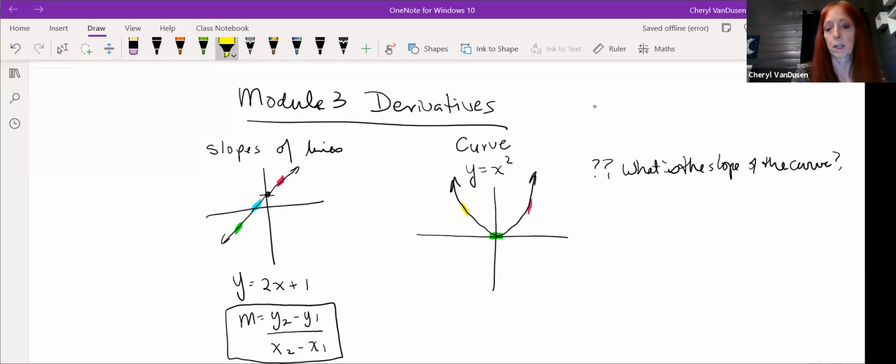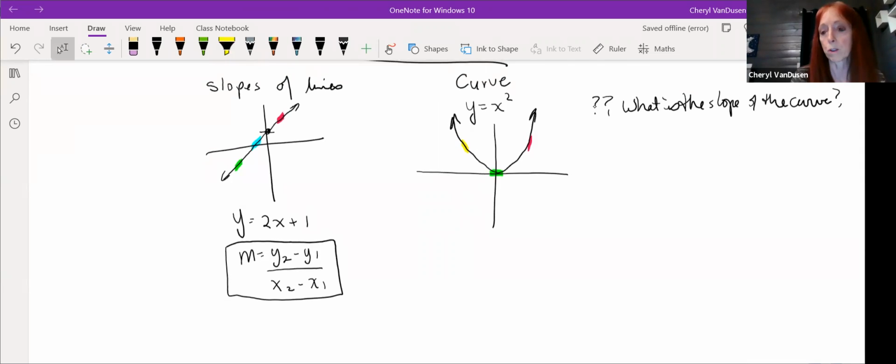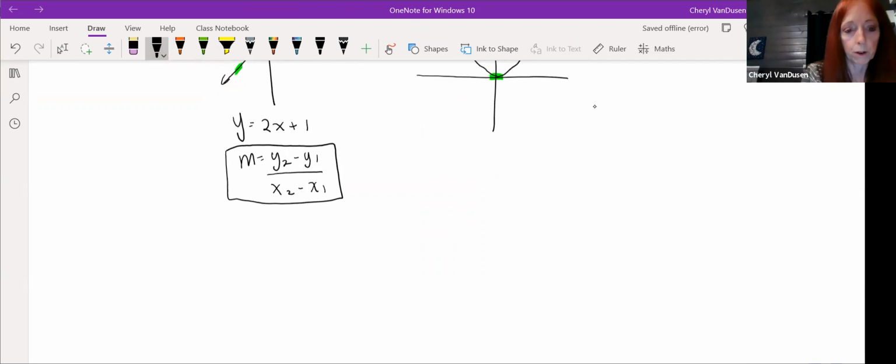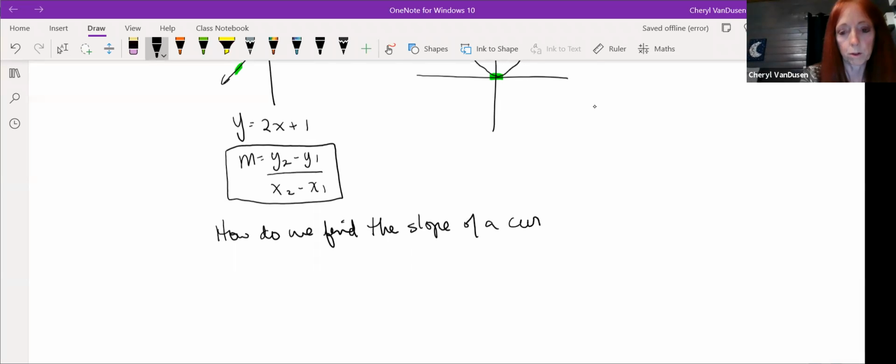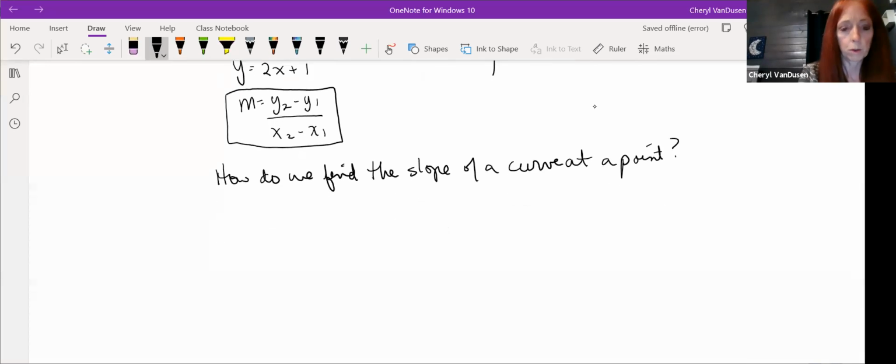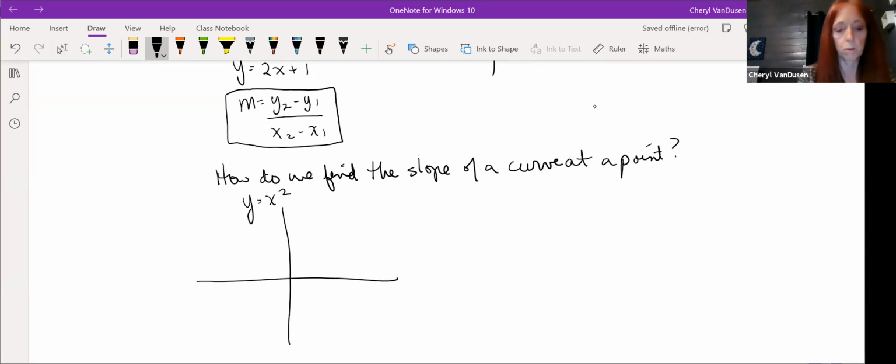How is that going to lead in and help us with anything? Let's talk about how we would find the slope of a curve at a point. The process that we show here uses the nice, easy example of y equals x squared, because we don't want the math to get super hard. We want just the idea to be fleshed out for us.